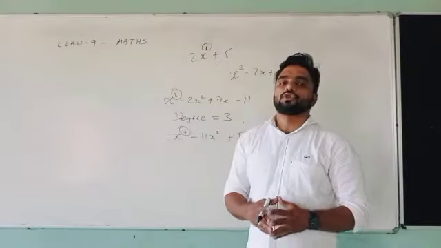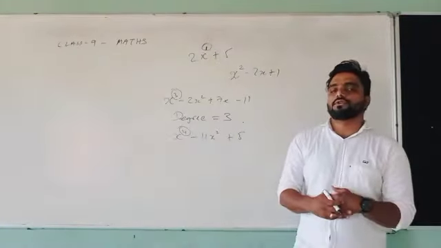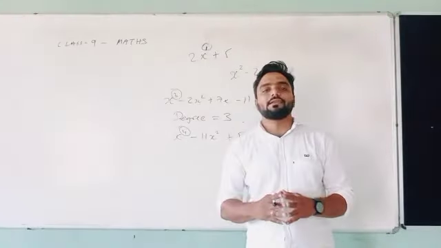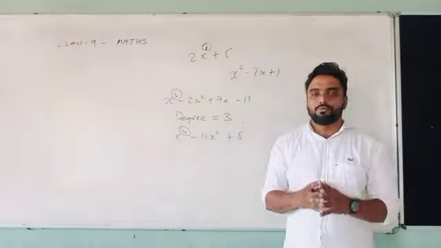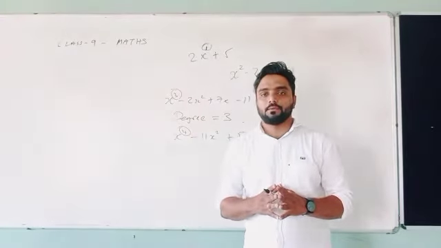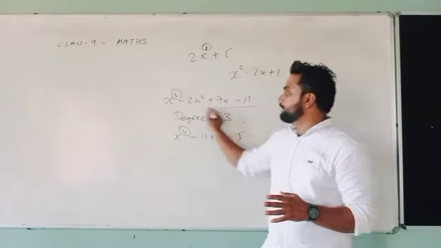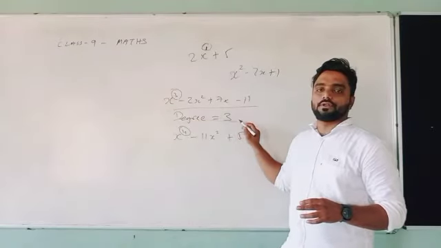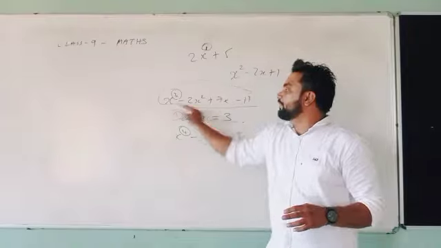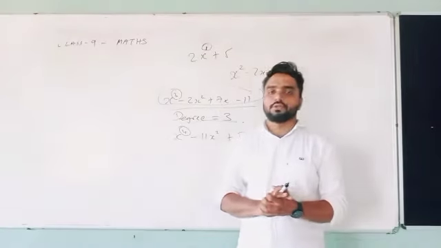Now the next one is the cubic polynomial. If the degree of the polynomial is 3, then that polynomial is called a cubic polynomial, understand or not? Suppose I am taking one example here. See what its degree is. I have already written the answer here, that is 3. So this polynomial is called a cubic polynomial, understand or not?